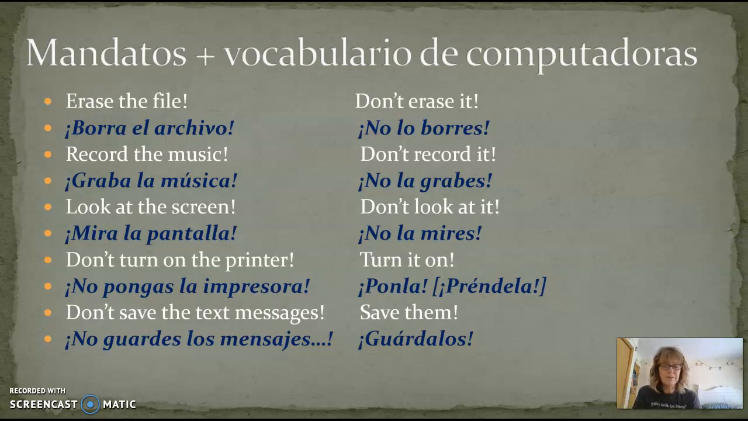So keep working on adding vocab to your repertoire here. More verbs that have to do with computer stuff. Notice that word borrar, it says to erase. You can erase something with a lápiz, but in terms of technology and computadora, a lot of times that word can mean delete as well. Okay, here we go. Next slide.